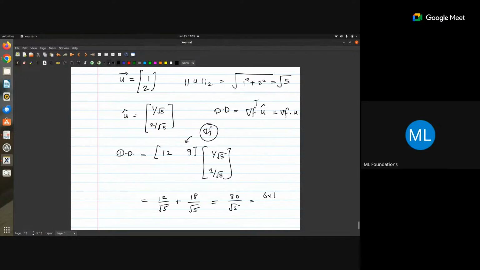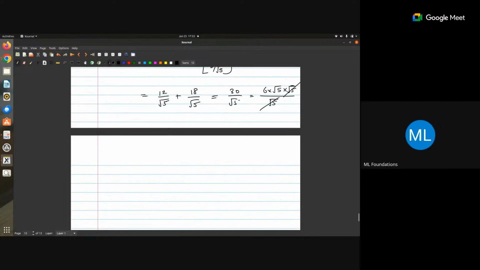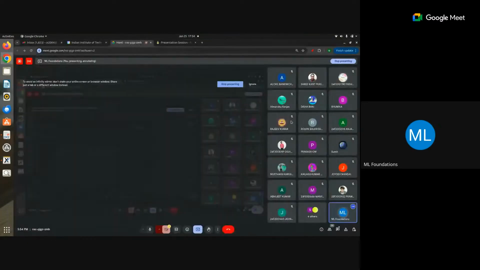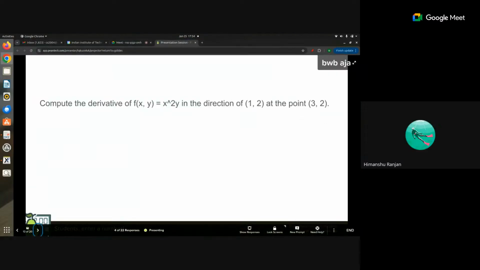30 I can write as 6 into 5, and further as 6 into root 5 into root 5. So the root 5 will be cancelled and I'll be left with 6 root 5. So the final answer of this directional derivative is this. Always remember that the directional derivative should be a scalar quantity, right? It shows how much my gradient is flowing into the direction, the inclination.